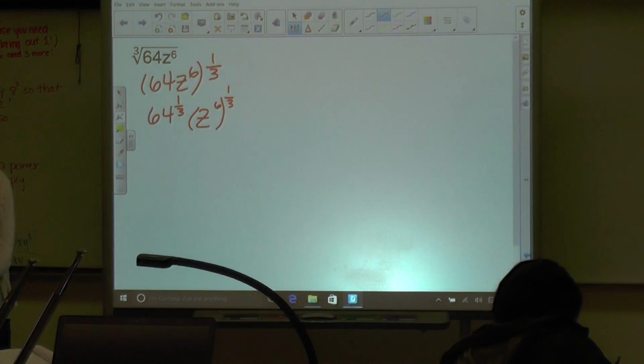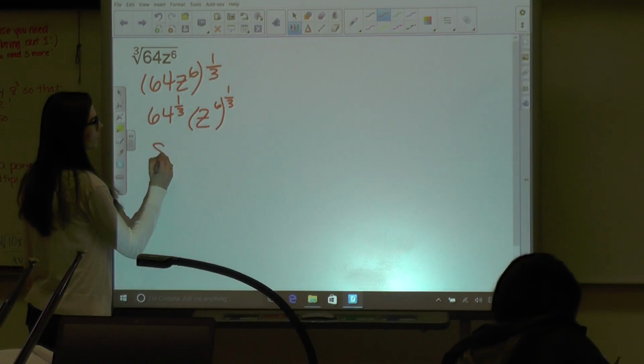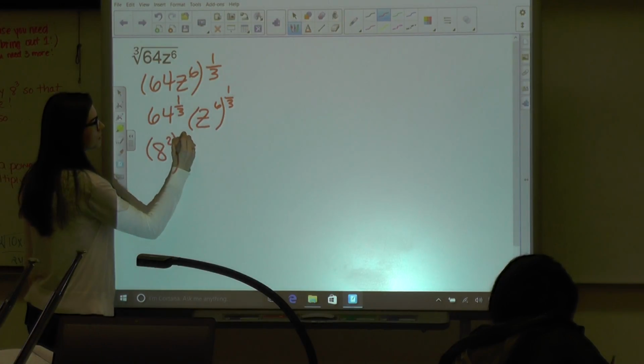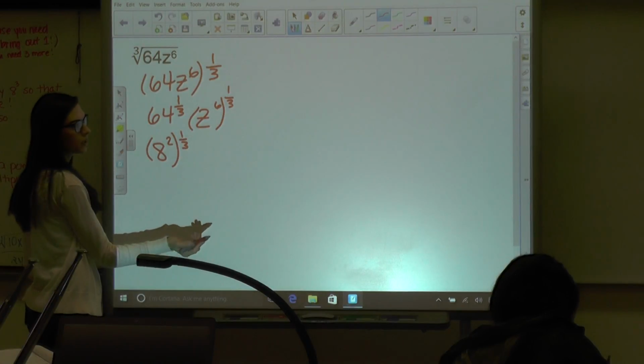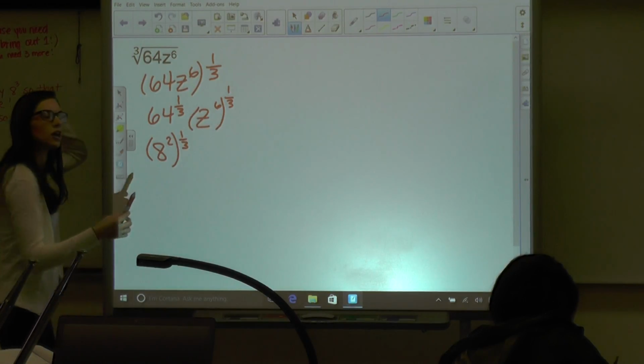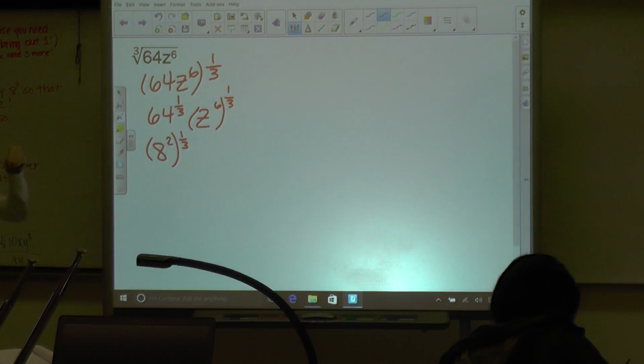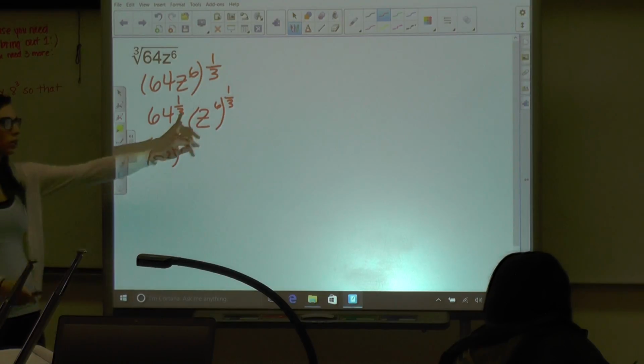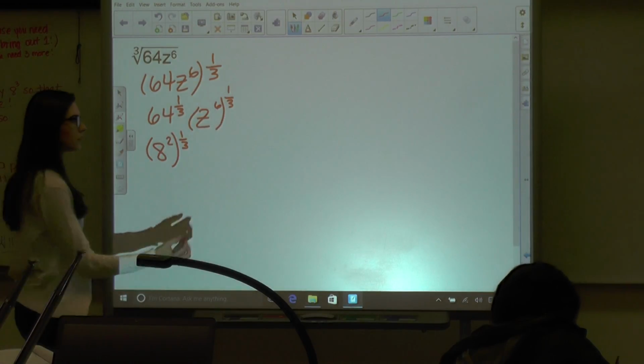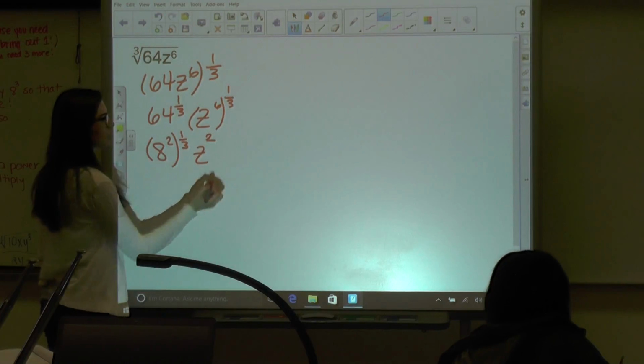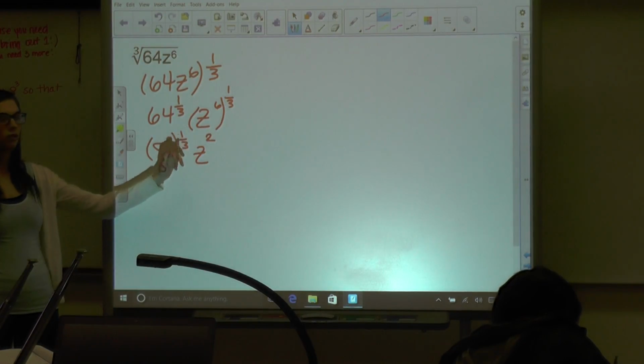Do you know what 64 to the power 1/3 is? No. Can you think of something that will give you 64? 8 times 8, so 8 squared. We're going to change this to 8 squared to the power 1/3. Can you reduce z to the 6th power to the power 1/3? Z squared, because you multiply 6 times 1/3, 6 over 3 gives you z squared. Will this simplify now? Yes.